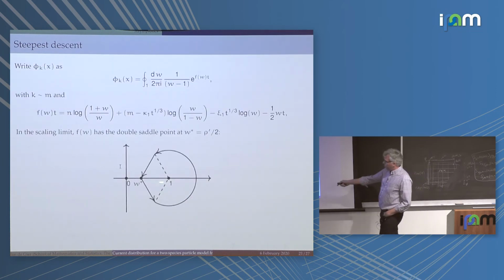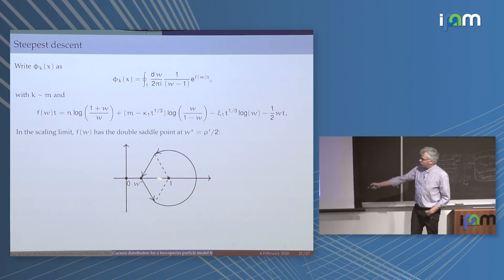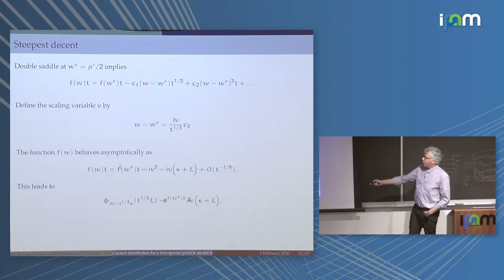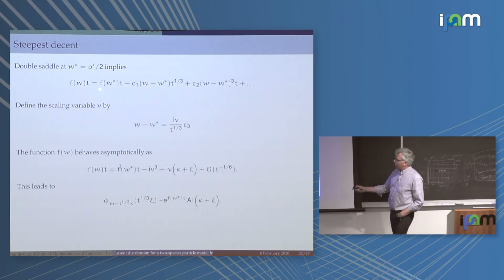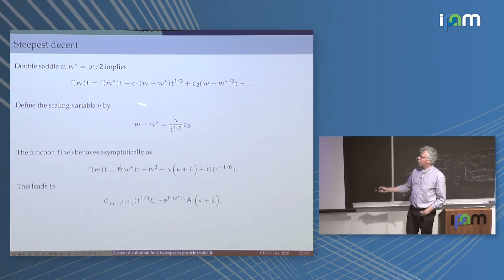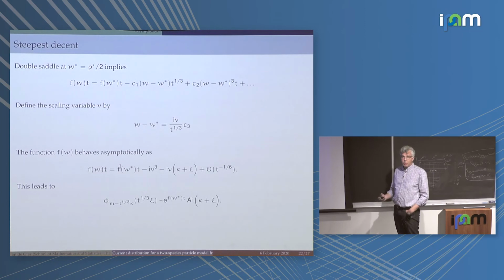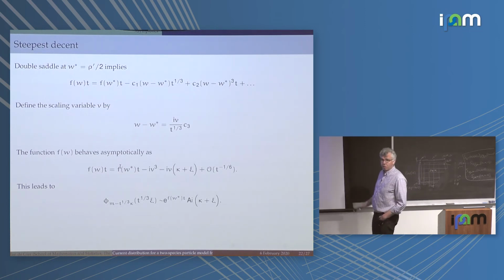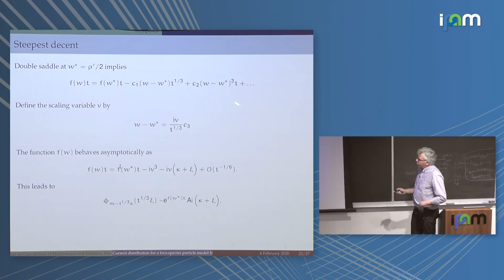You'll find that there is a saddle point, which I've noted by w star here. And that's actually a double saddle point, which implies that if you expand f around that saddle point, you get a constant term and a linear term and a cubic term, and the quadratic term is 0 because it's a double saddle point. So if you do that expansion, then the time parameter comes in as t to the 1/3, and t here, and then the other terms are lower order corrections.